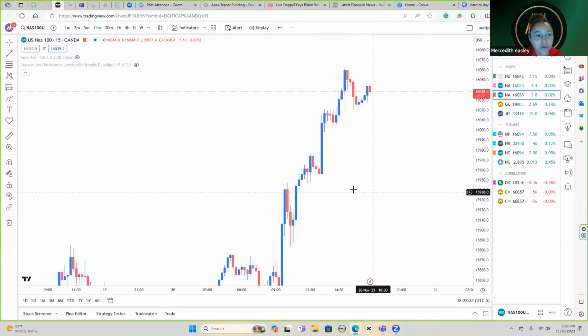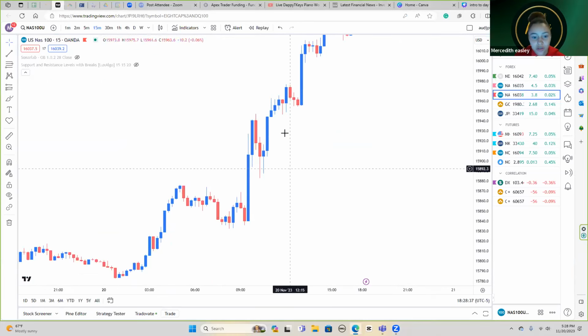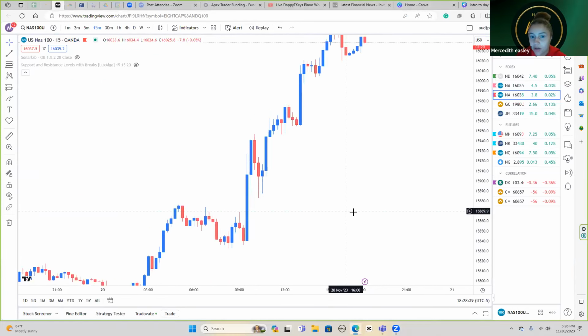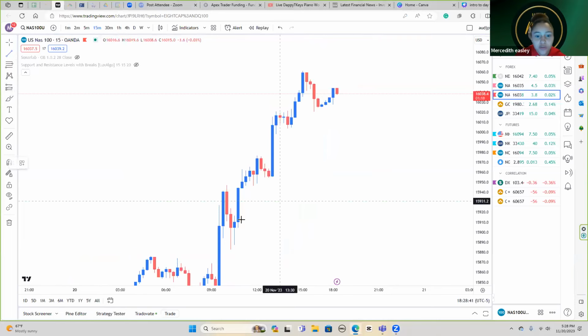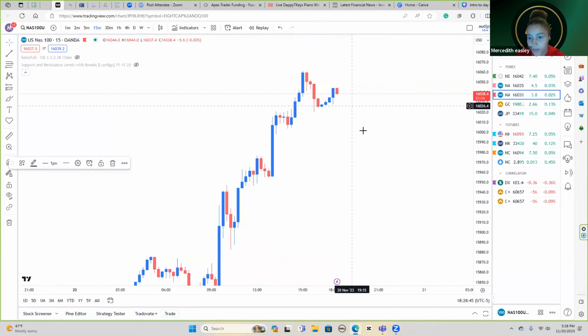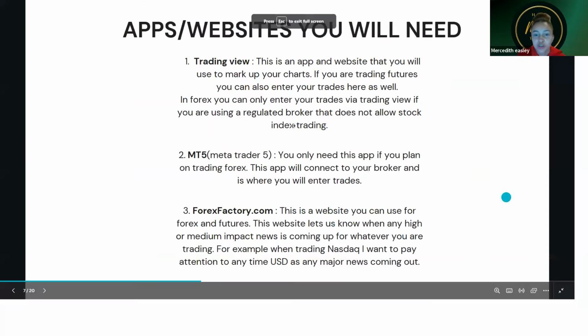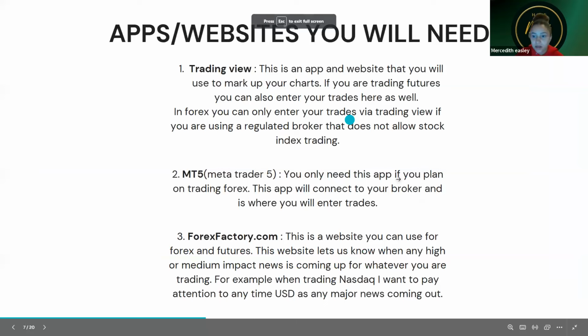For those that are new, this is TradingView. I just changed my colors so the newbies can understand the up and the down. But this is TradingView. You use this to mark up your charts. All right, perfect. A lot of 4s. And MT5 you can download on your phones if you're trying to do Forex.